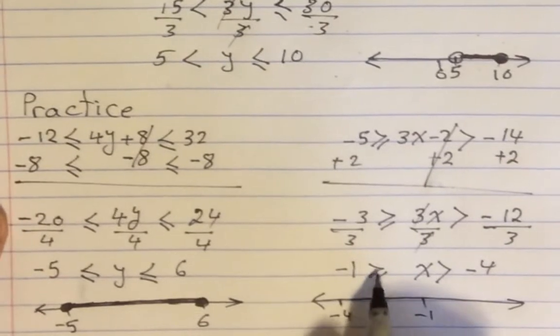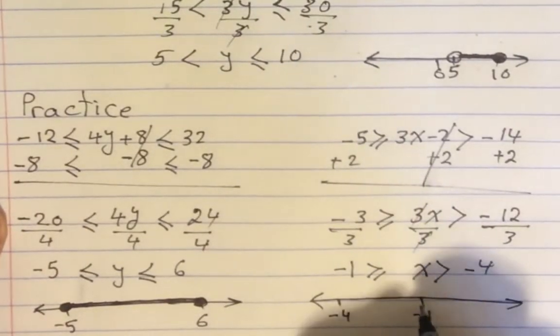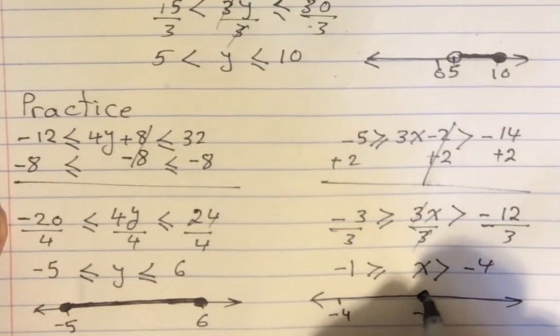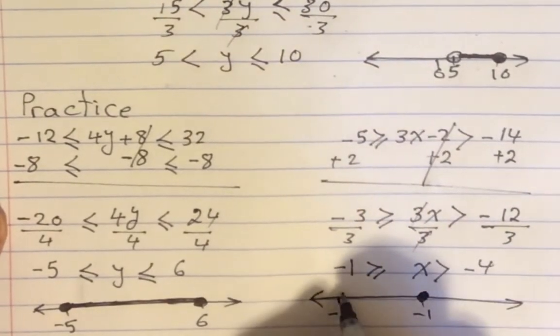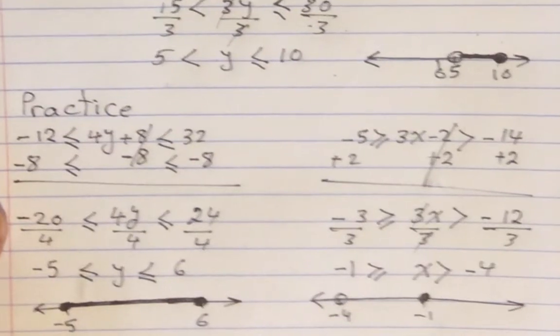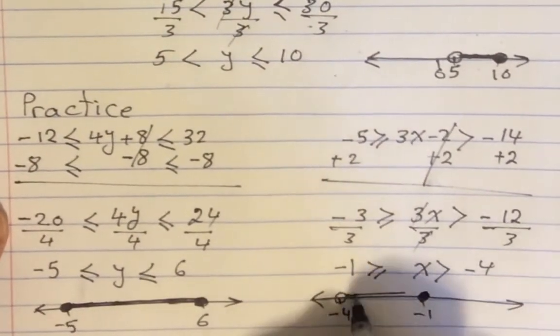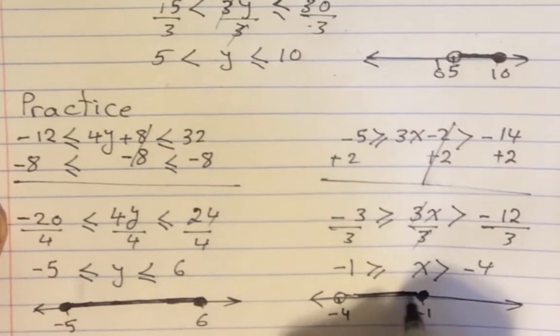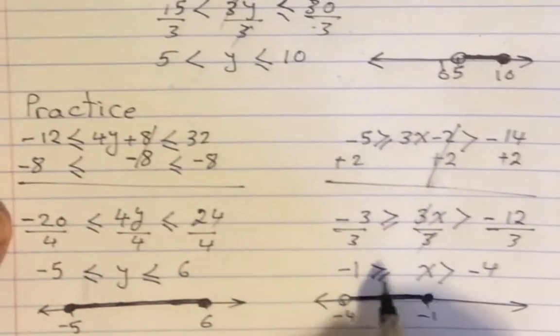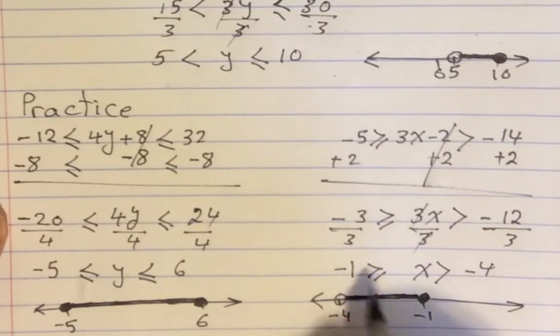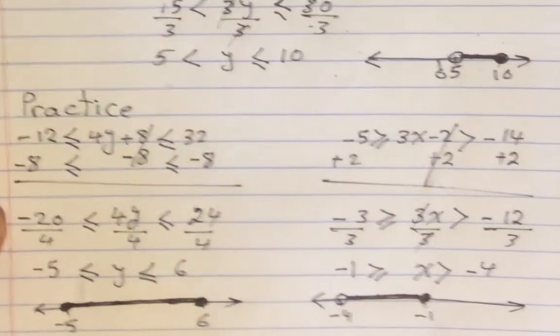Over here we have equal, so the negative 1 is going to be shaded. Over here greater than negative 4, so negative 4 is not shaded, open. And then we shade everything in between. Remember, greater you go to the right. So x greater than negative 4, you go to the right. x less or equal to negative 1, you go to the left. So that's the solution.